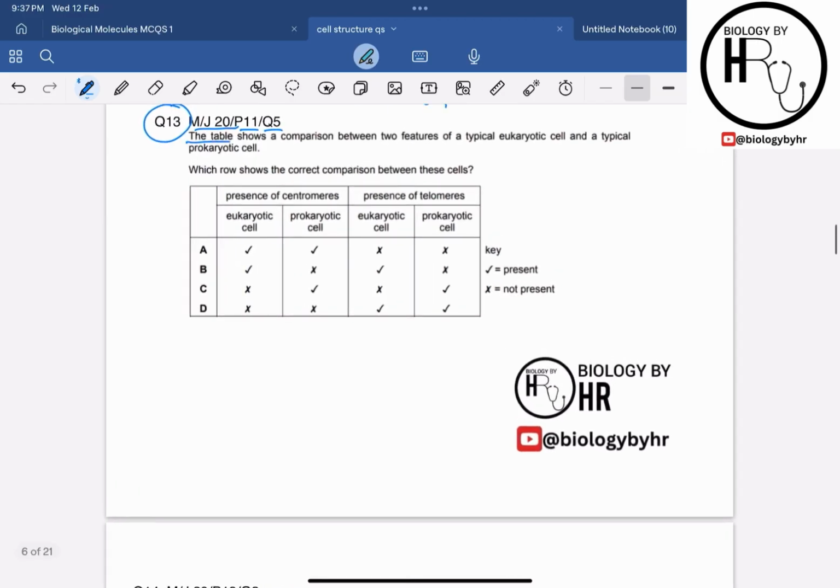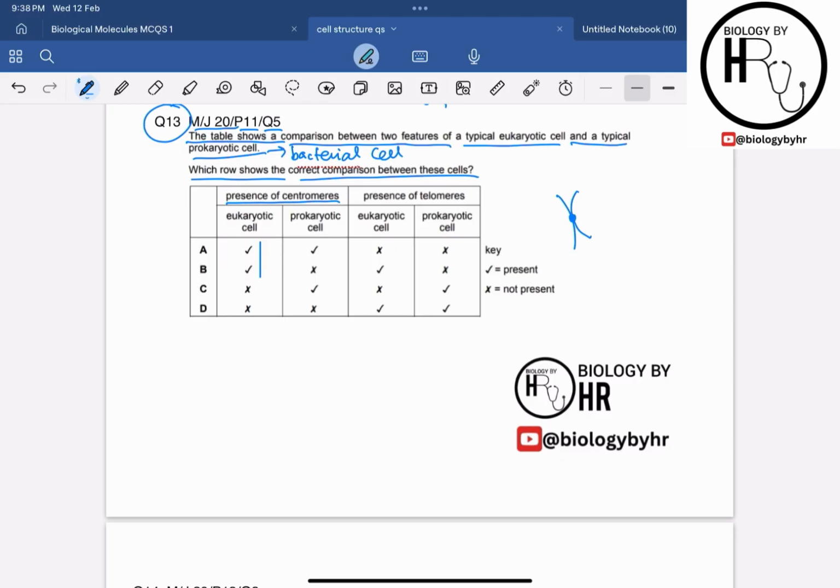The question says that the table shows a comparison between two features of a typical eukaryotic cell and a typical prokaryotic cell. Eukaryotic cell, you can say the animal cell, and the prokaryotic cell, you can say they are talking about the bacterial cell, right? Now they are asking which row shows the correct comparison between these cells. Presence of the centromeres. We know that the centromeres are basically present between the sister chromatids, right? They are basically joining the two sister chromatids together. So the chromosomes are basically present in the eukaryotes, right? So the centromeres are also present in the eukaryotes.